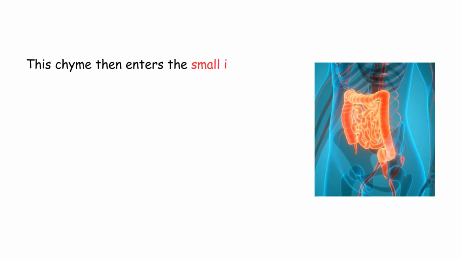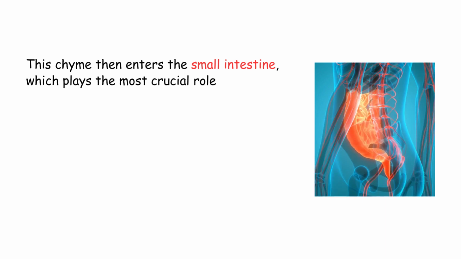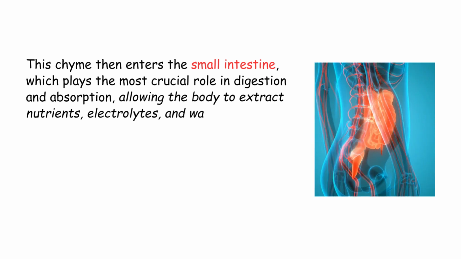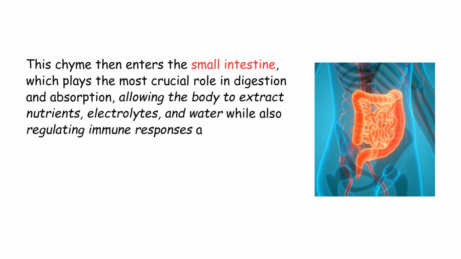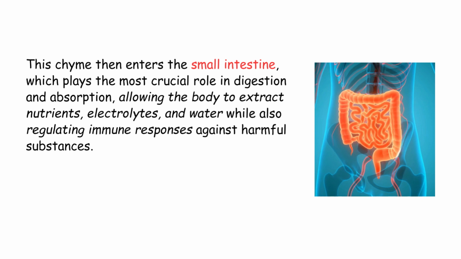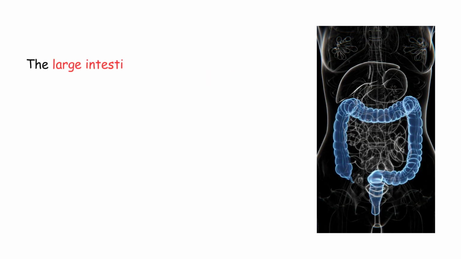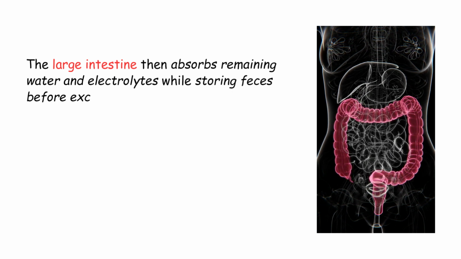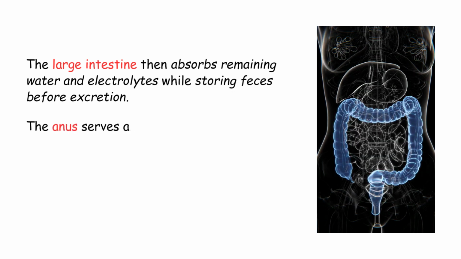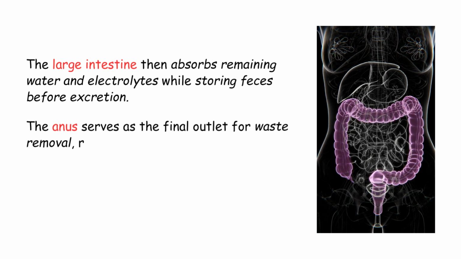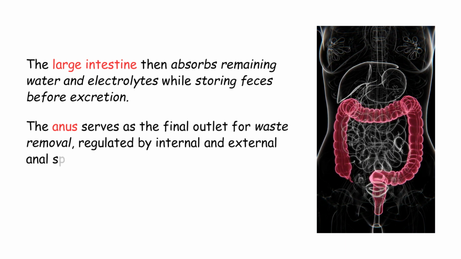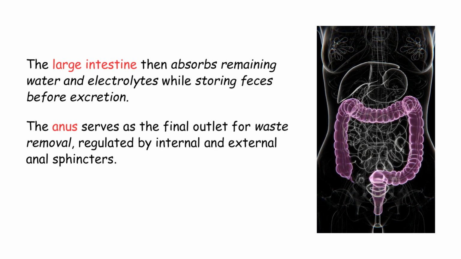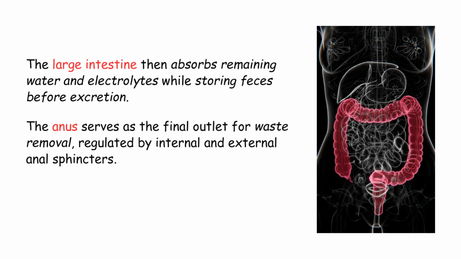This chyme then enters the small intestine, which plays the most crucial role in digestion and absorption, allowing the body to extract nutrients, electrolytes, and water while also regulating immune responses against harmful substances. The large intestine then absorbs remaining water and electrolytes while storing feces before excretion. The anus serves as the final outlet for waste removal, regulated by internal and external anal sphincters. Any disruption in these functions leads to GI symptoms that we commonly encounter in clinical practice.